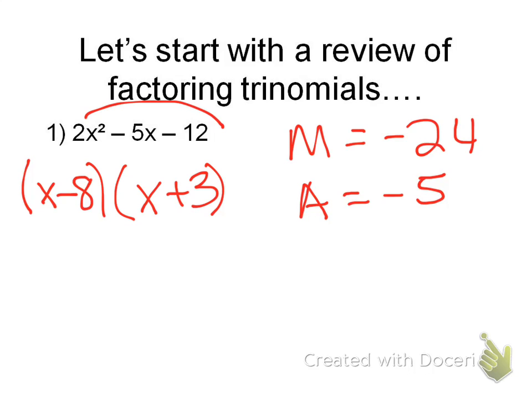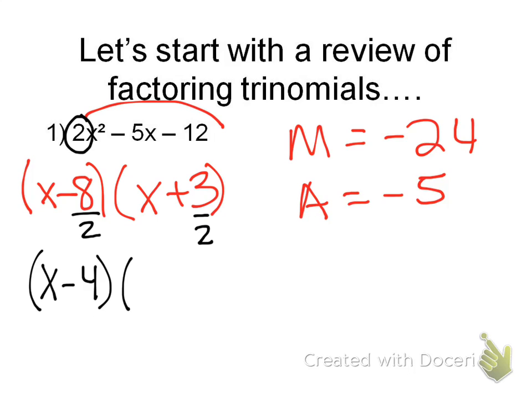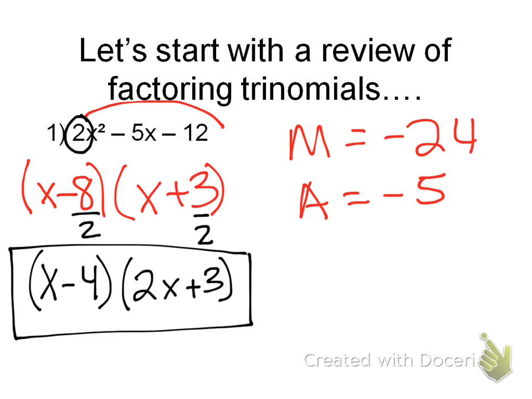Now, we are not done. Remember, we are using the bottoms-up method, so we have to go back and divide by our lead coefficient. Our lead coefficient here is a 2. 8 divided by 2 gives us a 4. We cannot simplify 3 over 2, so we just move the bottom up. And we end up with x minus 4 times 2x plus 3. If you want to check your work, go ahead and double distribute. You would get 2x squared. Your middle terms would be positive 3x and negative 8x, which gives you negative 5x. And then your last term would be negative 12.